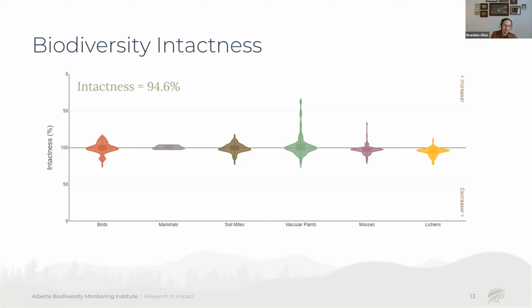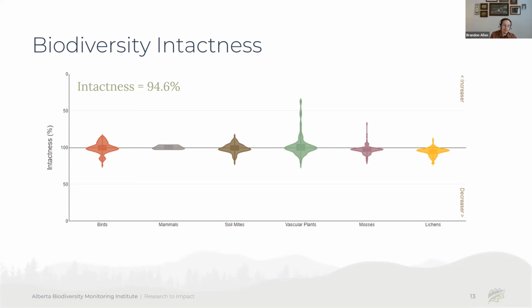So for each taxonomic group, we have a bunch of different species. We can aggregate that. So within a taxonomic group, we can say birds are 98% intact, or vascular plants are 70% intact. Maybe lichens are 60% intact, but we can understand how each taxonomic group is doing. And then we aggregate those values across the groups. So we take the average of birds, mammals, lichens, mosses, and so on to get a singular intactness value for the whole state of biodiversity in an area of interest.